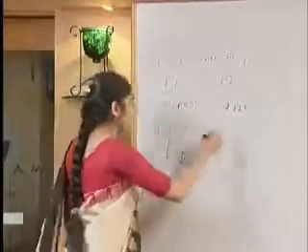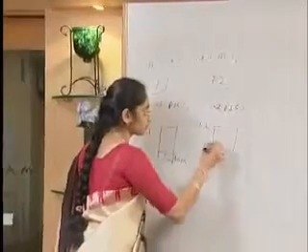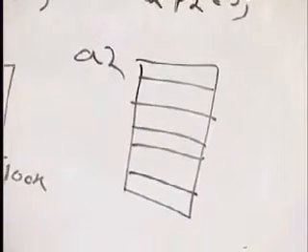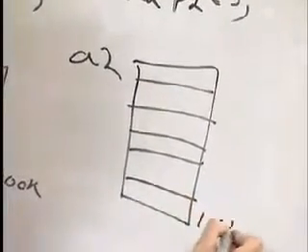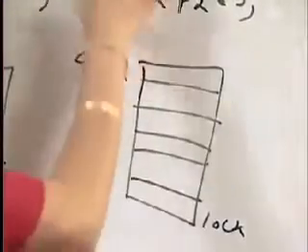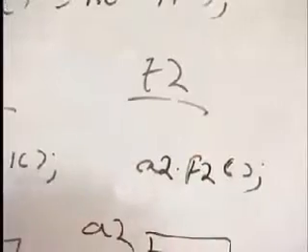Now let's see. Remember, A2 is having its own memory map. There is a lock for A2 also. Can thread 2 place a lock on A2? Although both are instances of the same class, both are calling synchronized methods?